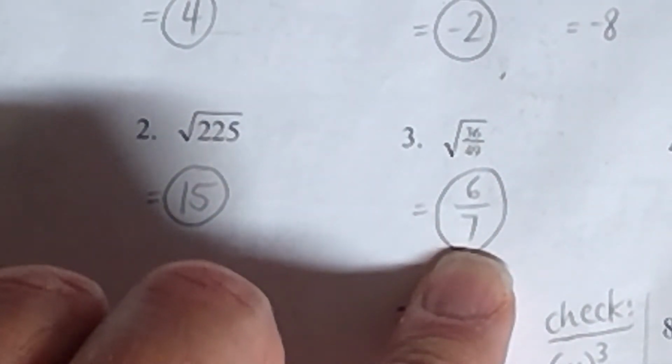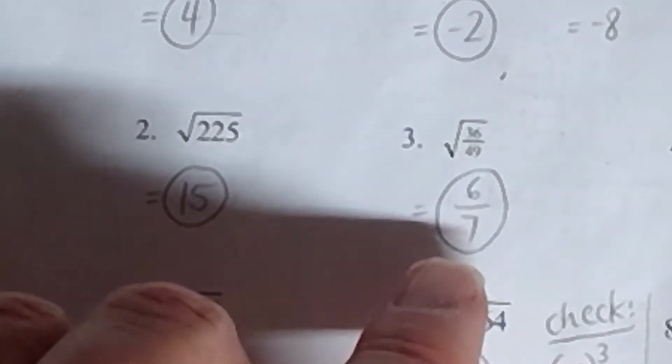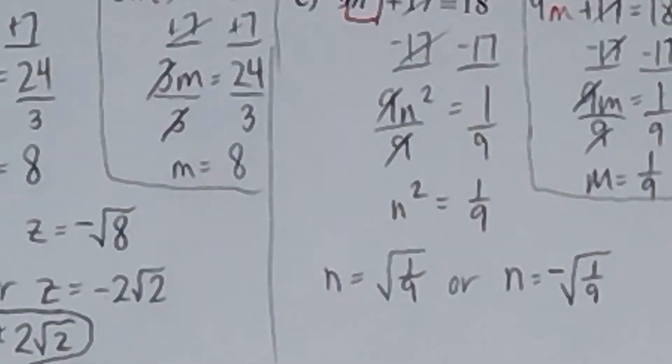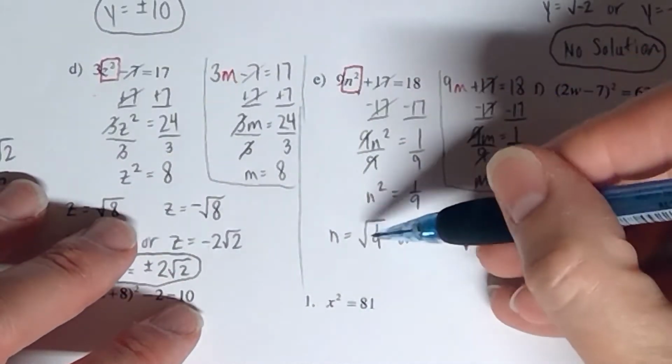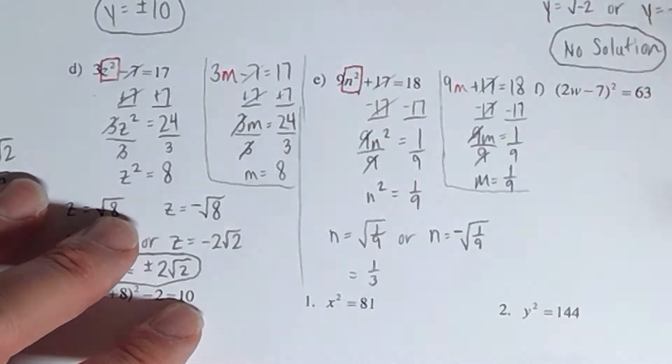You don't need to break it up into two radicals there. It's just 6 and 7. 6 comes from the 36 and 7 comes from the 49. It's the same thing here. 1 gives you 1 and 9 gives you 3, right?